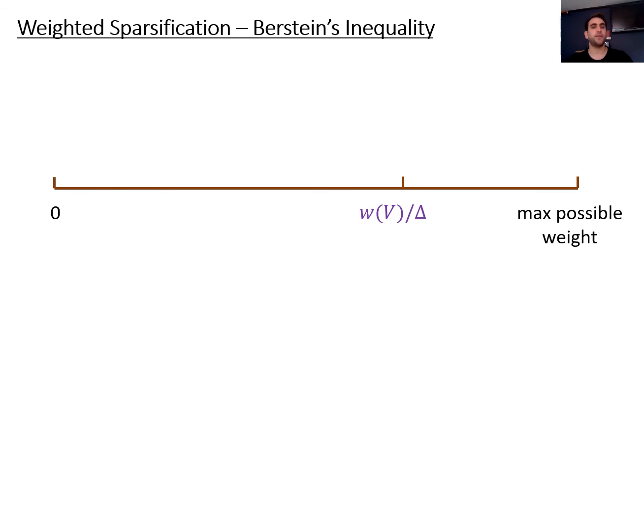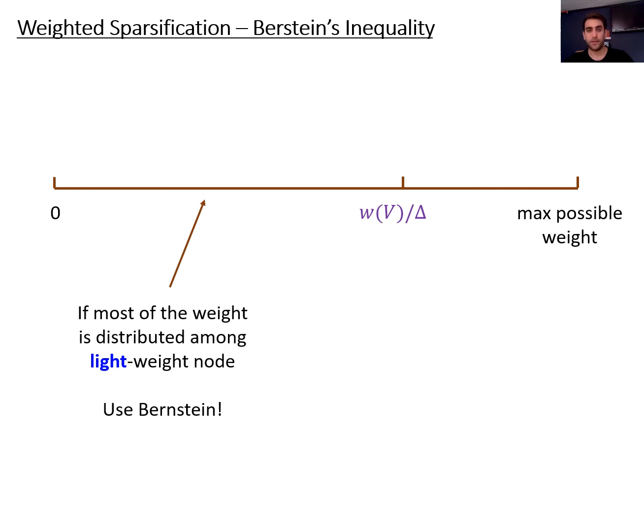In our analysis, we look at the range of all possible weights, from 0 to the maximum possible weight, and we fix a threshold which is W_V over delta. What we can show is that if most of the weight of nodes in the graph is distributed among lightweight nodes, which are nodes of weight at most W_V over delta, then we can use Bernstein's inequality to show a concentration bound. This is because the maximum weight of a node in the subgraph induced by these nodes is at most W_V over delta, which implies that the sum of variances is also small. So we can apply Bernstein to show a concentration bound.